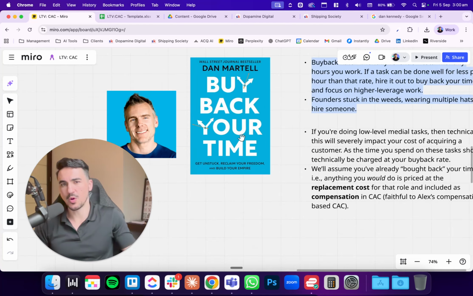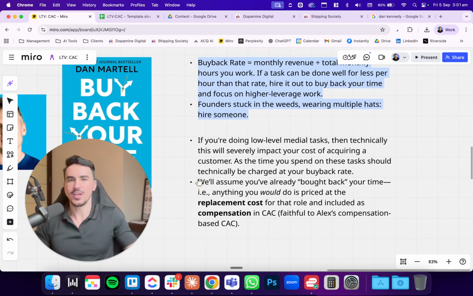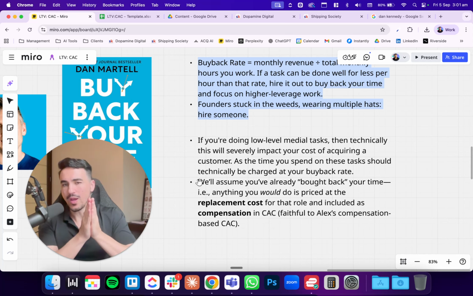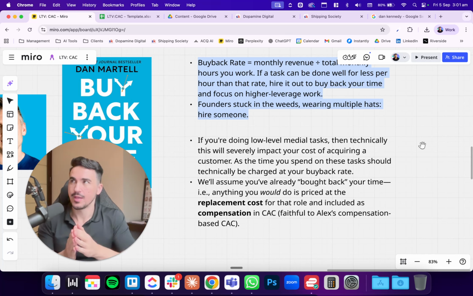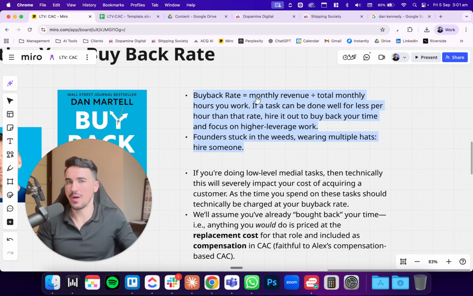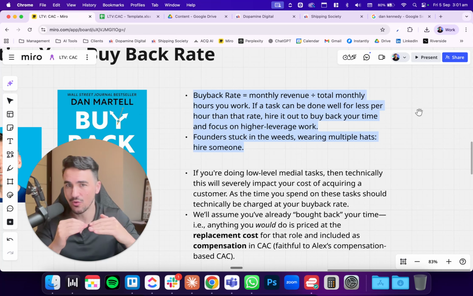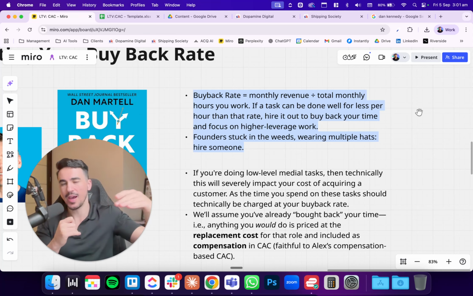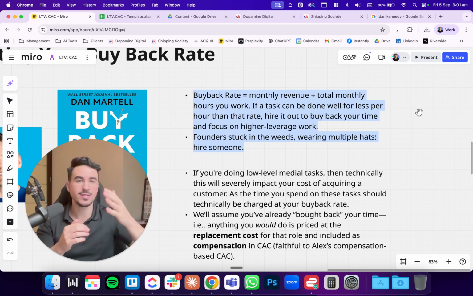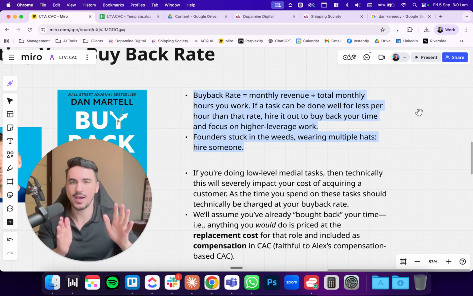I don't know if you've read this book, but it's a fantastic book. And if you're a founder, and if you're still doing low-level menial tasks, then your CAC is actually way, way higher than what we'll calculate below. Your buyback rate is essentially your monthly revenue divided by the total monthly hours you work. So if a task can be done well for less per hour than your buyback rate, then you need to be outsourcing it. So founders stuck in the weeds, wearing multiple hats, please, dear God, hire somebody.